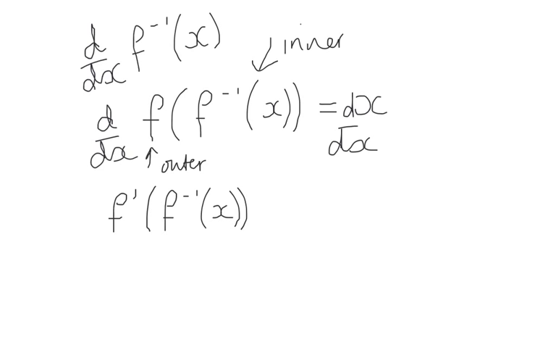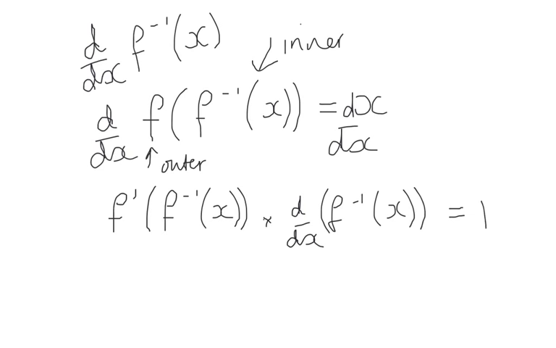Remember, to finish the chain rule, you multiply by the derivative of the inner function. We multiply by the derivative of the inverse, which I'll write as d dx of the inverse of f. Now the right hand side, the derivative of x is 1.